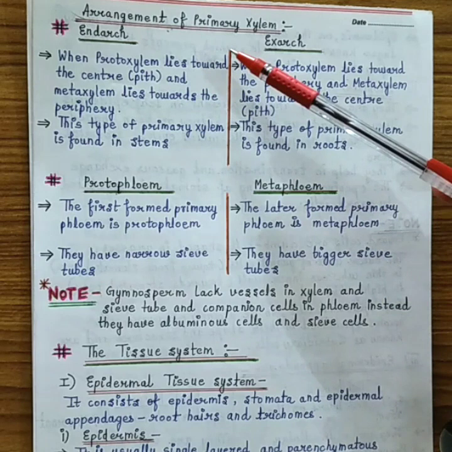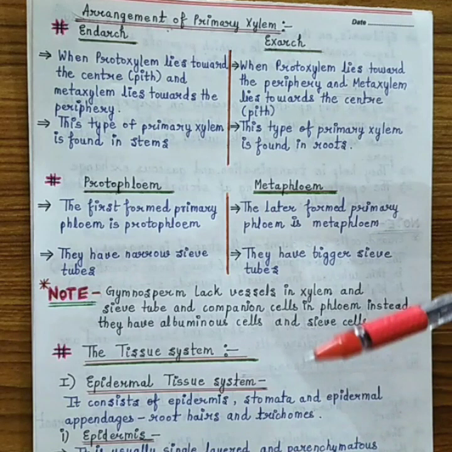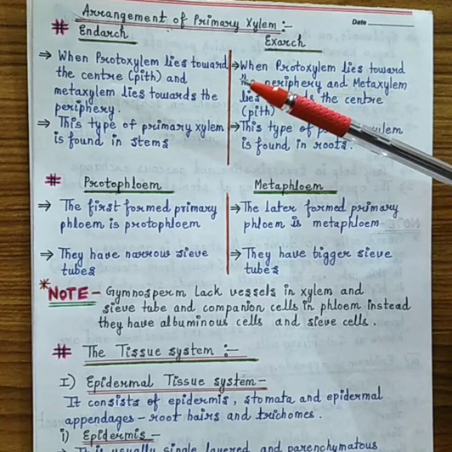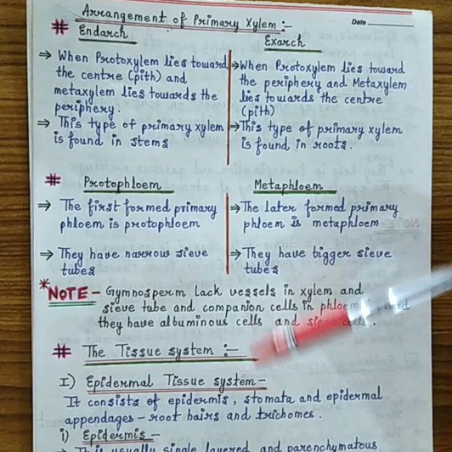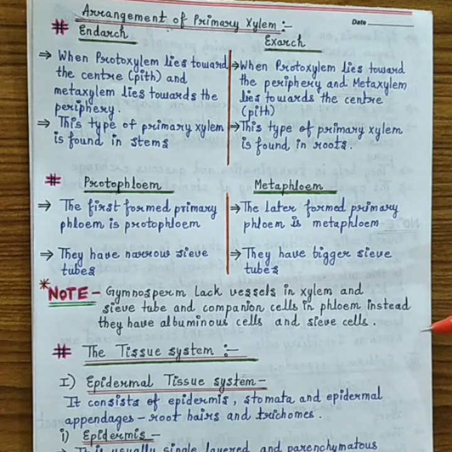When protoxylem lies towards the center, jab protoxylem center yani ki pith ki side lie karta hai, and metaxylem periphery yani ki bahar ki taraf lie karta hai. So that is endarch condition. Endarch condition means protoxylem towards the center, that is inside, and metaxylem towards outside, that is periphery. And exarch condition means just the opposite, that the protoxylem lies towards the outside, that is periphery, and metaxylem lies towards the center, that is pith.